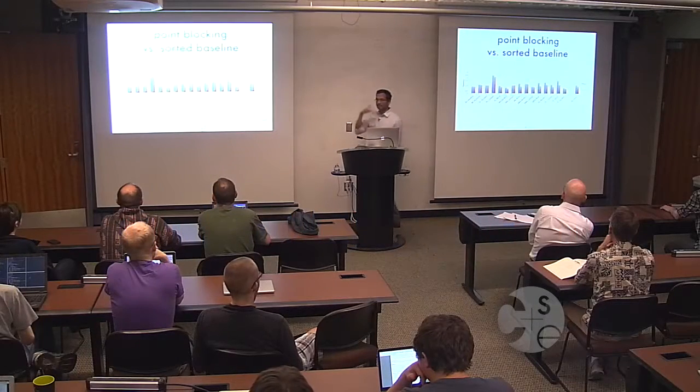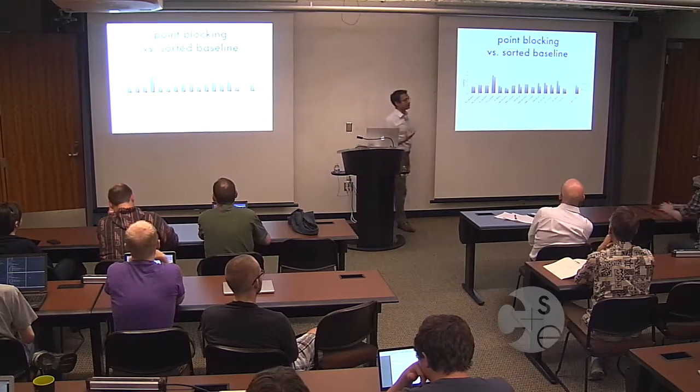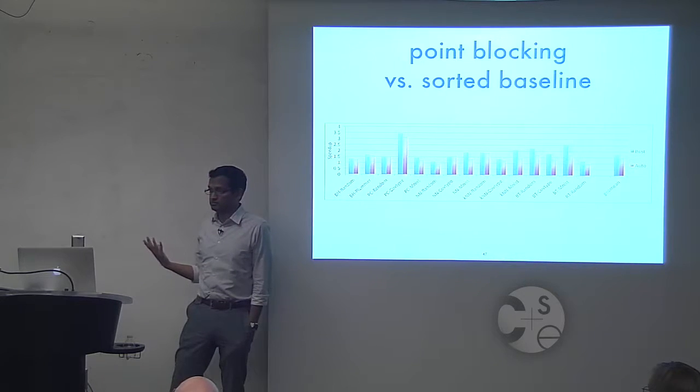OK, so that's point blocking. This was the first scheduling transformation that we came up with. It's basically the analog of loop tiling, except for trees. Any questions? Tiling and interchange.